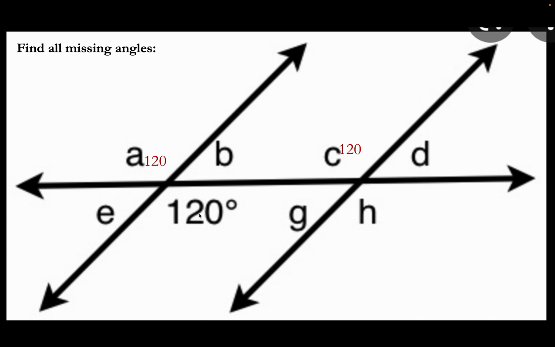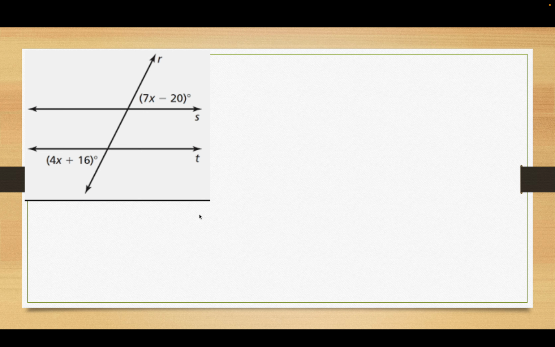So A was 120, C was 120, H was 120. B was 60, which makes E 60, which makes D 60 and G 60. And just keep in mind that every single acute angle in this diagram is equal. Every single obtuse angle is equal. And one acute and one obtuse add up to 180 degrees.